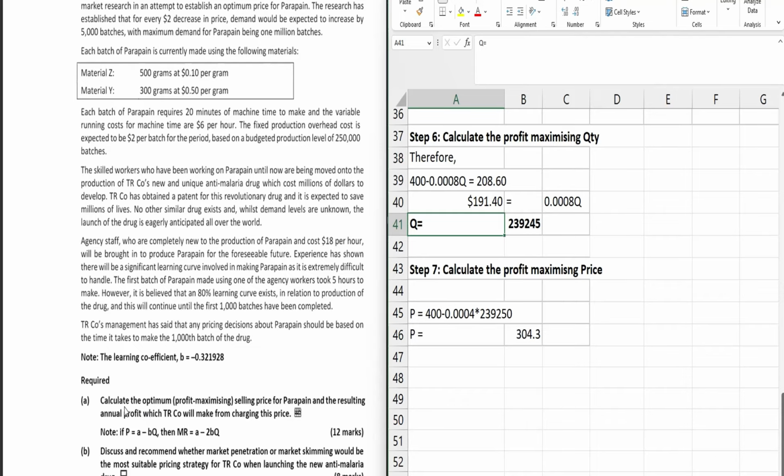Okay, so this is the one part of the part A, because in part A there are two things we need to calculate. One is the selling price for the paraffin and other is the resulting profit if company will sell paraffin at this price. Okay, so that part is remaining. Let's perform that part as well.